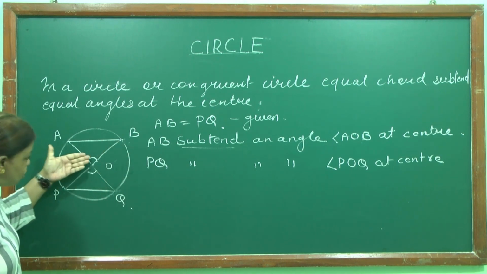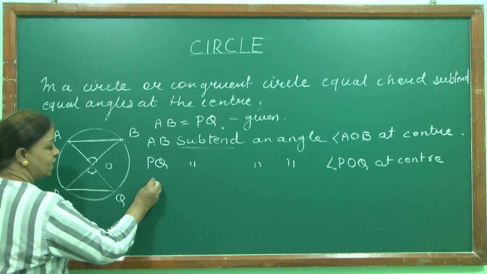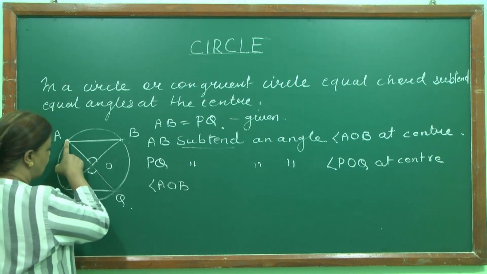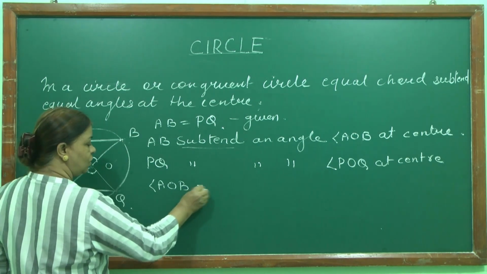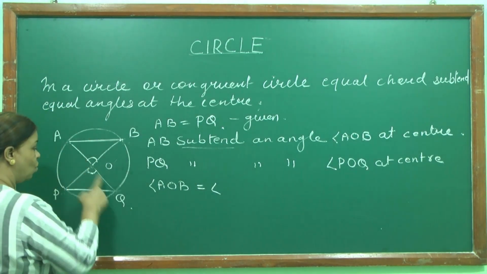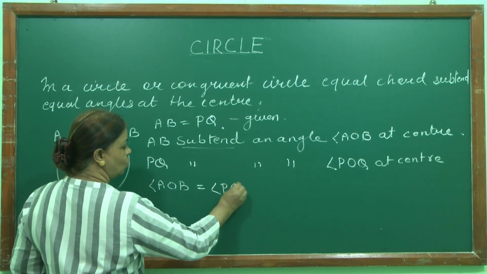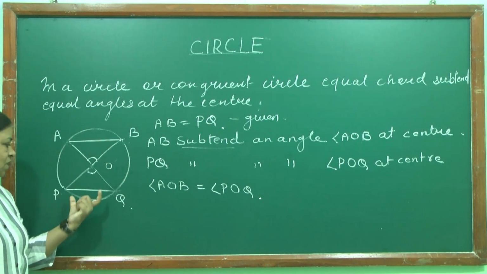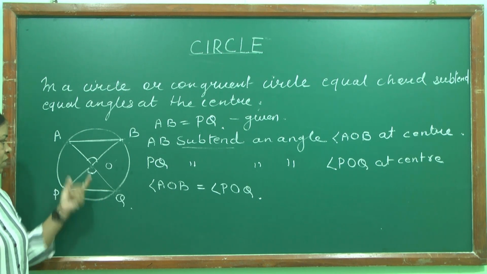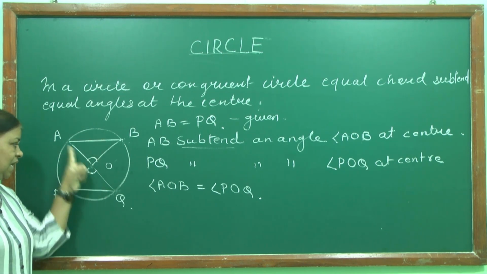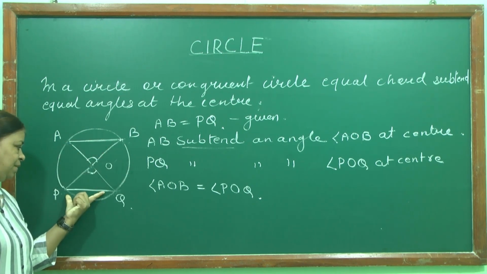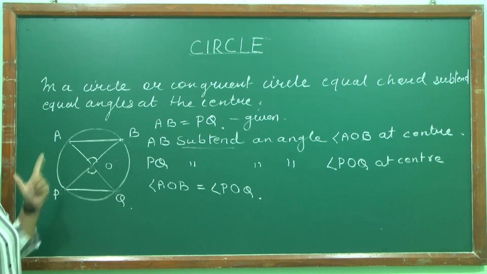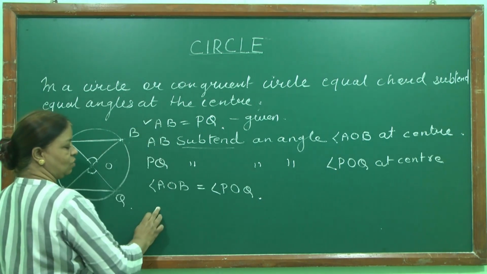So what is the relation between these two angles? These angles are going to be equal. Angle AOB is equal to angle POQ. So chord AB is equal to chord PQ. Chord AB has subtended angle AOB, chord PQ has subtended angle POQ. They are going to be equal. Why? Because the chords are equal.